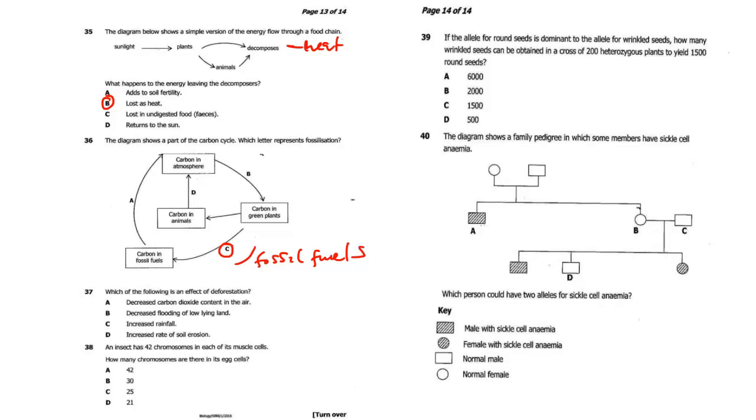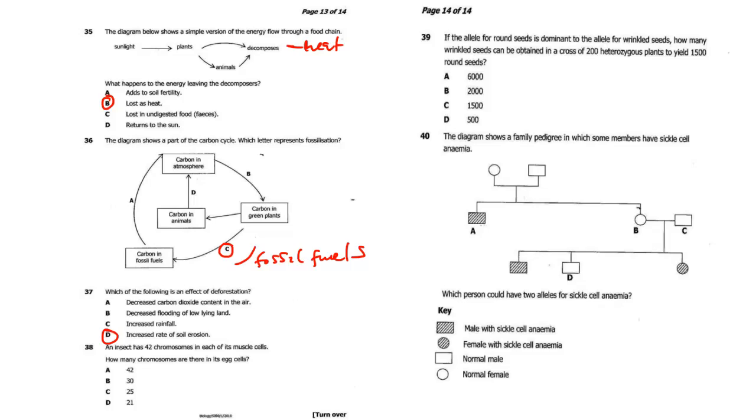Which of the following is the effect of deforestation? Decrease carbon dioxide content in the air, decrease flooding of low-lying area, increase rainfall, increase rate of soil erosion. So it increases the rate of soil erosion.